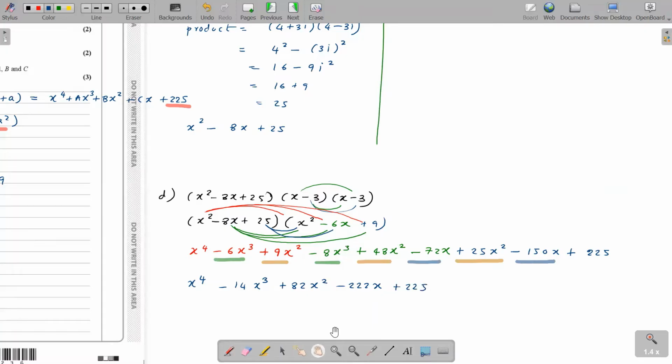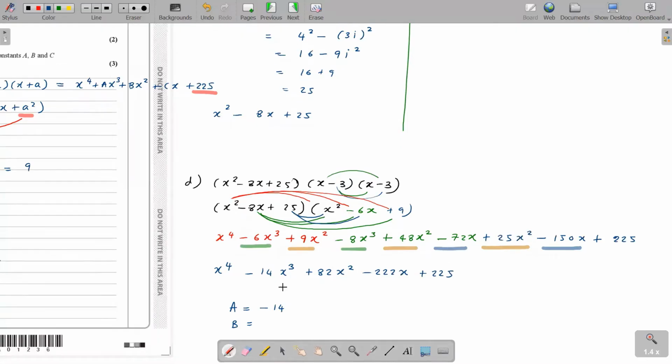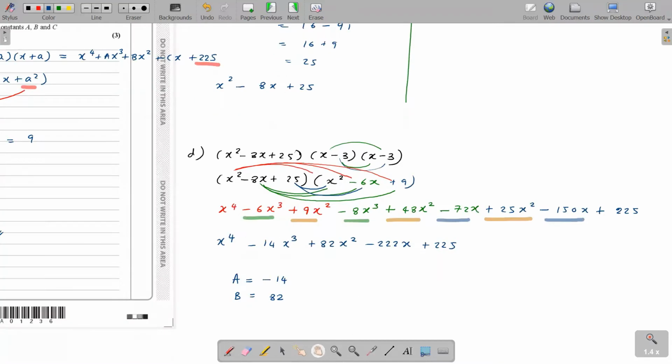So I think you can see we can now determine the values of our A, B, and C. So A is the coefficient of x cube. Can you see ax cube? So who is A? Minus 14. Who is B? B is the coefficient of x square. So x square coefficient is 82. C is the coefficient of x. Cx. C is how much? Minus 222. This is clear? So these are the values of your A, B, and C. I hope all of you understood what I did here.